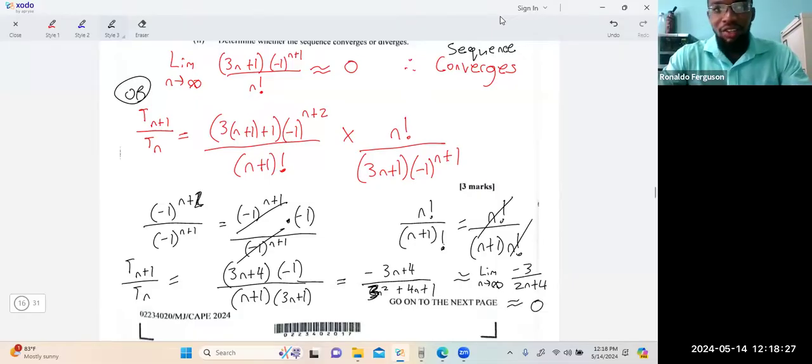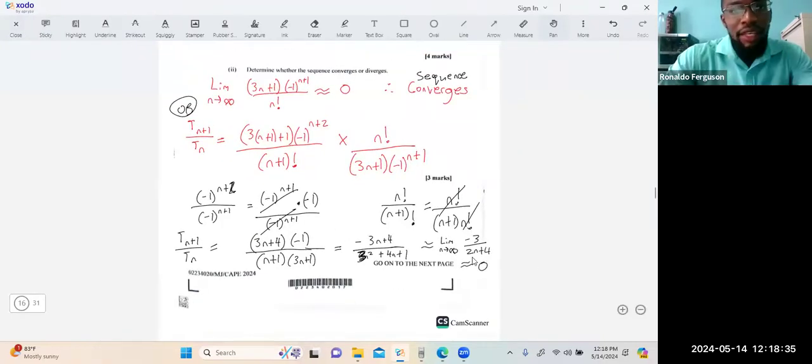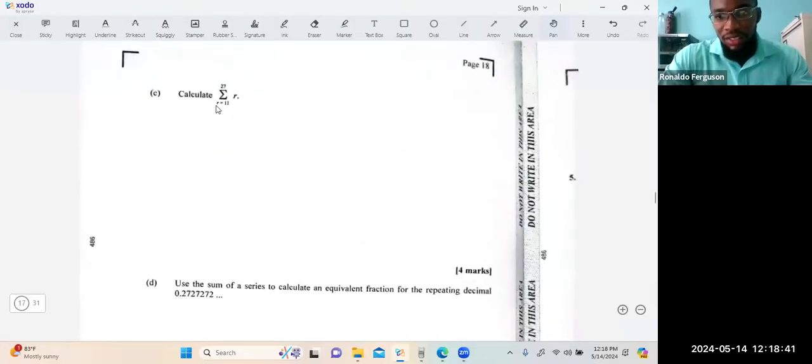So yes, it converges. It does converge, so we can state it converges. Yeah, so it does converge. Nice. These are very ridiculous questions.